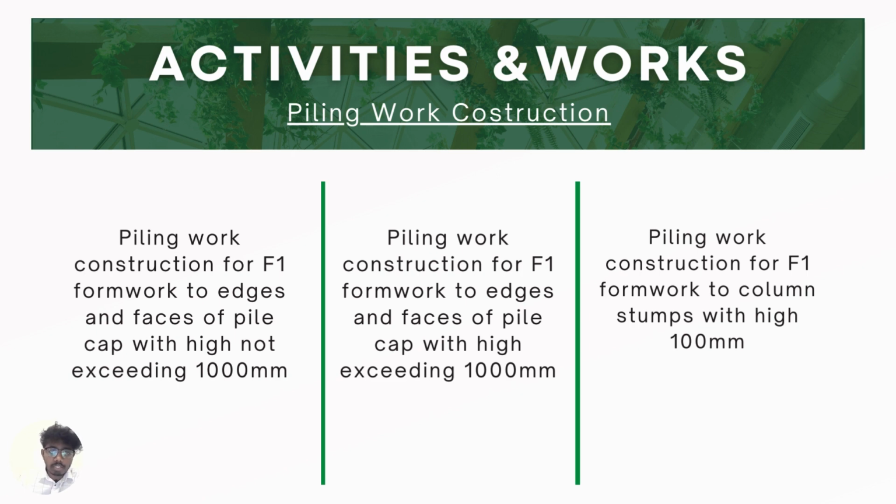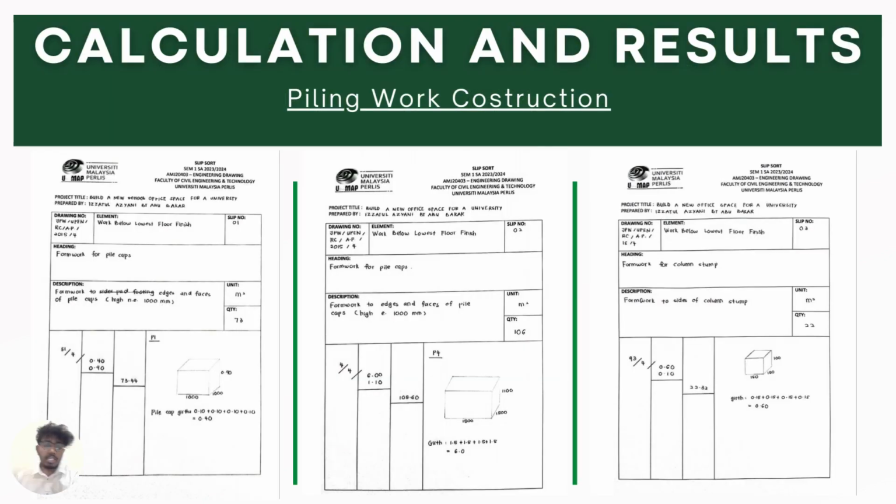For the piling work construction, there are three types, which are high not exceeding 1000 millimeter, high exceeding 1000 millimeter, and column stumps with high of 100 millimeter. So these are the example of the calculation that we have done. The slip sort form has been included in the report as well, so it can be used if you want detailed information. So these are the examples: this is for the high not exceeding 1000 millimeter, the high exceeding 1000 millimeter, and the column stumps as well.